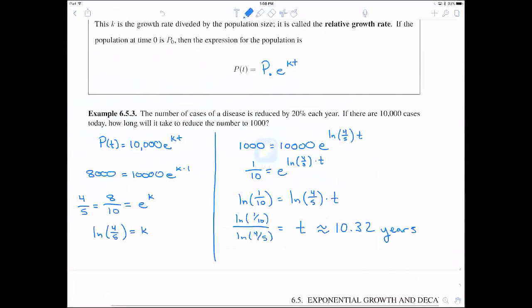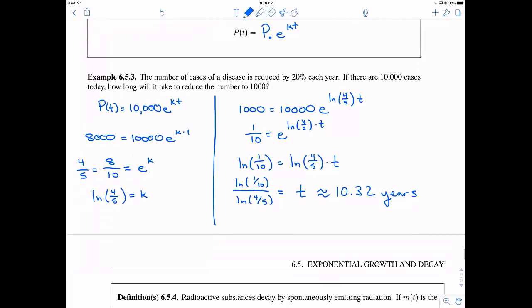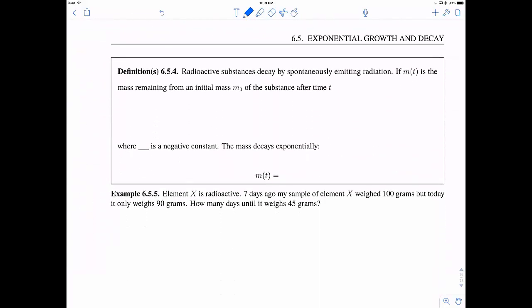So yeah, this makes sense with what I had intuitively calculated before with just a guess and check model. Okay, now another application that we can have besides population growth is something like radioactive decay. Some radioactive substances decay by spontaneously emitting radiation. So m of t is going to be our mass remaining from an initial mass, m sub 0, or m naught.